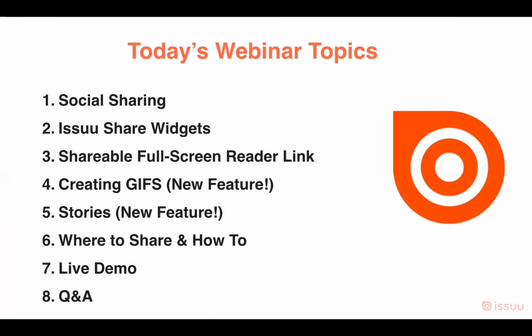So some of the things that we're going to be going over today: social sharing and the importance of that, Issuu share widgets, how to use them and where to find them, and the shareable full screen reader link. This is one of our tools that's very valuable for publishers. It's a premium feature only tool. Creating GIFs, so the importance of them, how to use them, and how to share those across different social channels. Stories, this is one of our new features also. It allows you to mobile optimize all your publications and share specific content to your audience. We're also going to go over where to share and then also how to, followed by a live demo of the platform. And then finally, we'll do a Q&A.